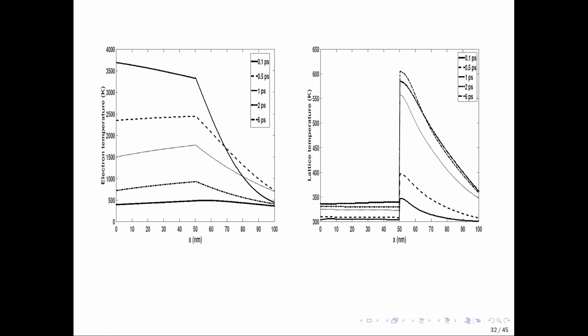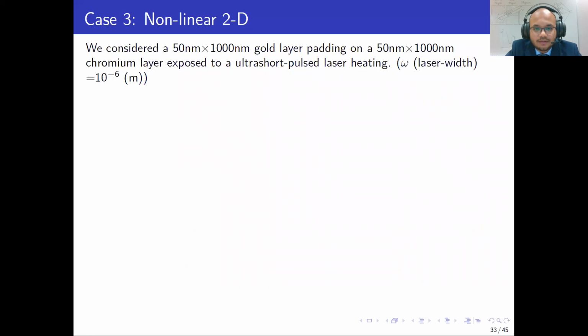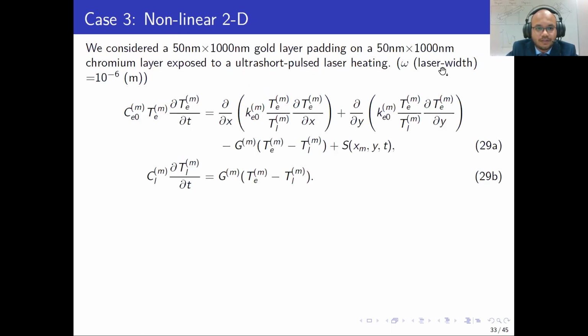Oh, okay, sir. So, here's the electron temperature profile and the lattice profile at various times for the nonlinear one-dimensional case. And now for the 2D, what we have done is we have selected a 50 nanometer by 1000 nanometer gold layer padding on a 50 nanometer by 1000 nanometer chromium layer, exposed to the ultrashort pulse laser with a laser width. Now, since it's a two-dimensional problem, we have the laser width in the y direction, which we select as this number. It is the same equation, but we'll have an extra diffusion term in the y-axis.